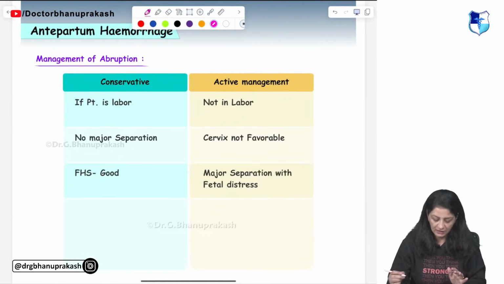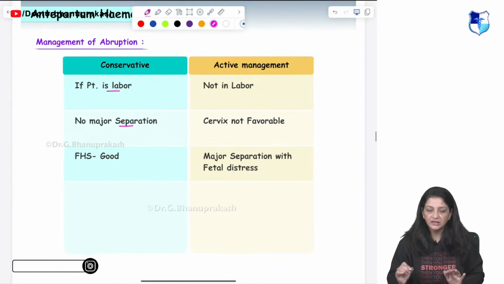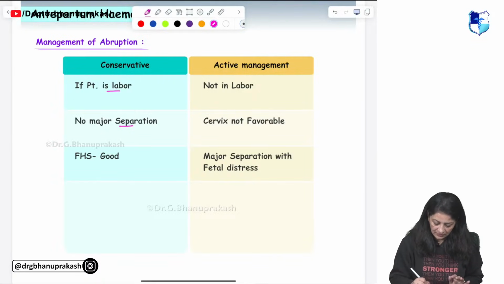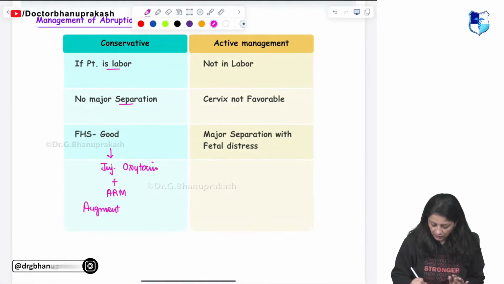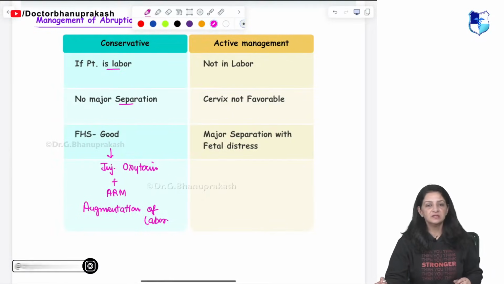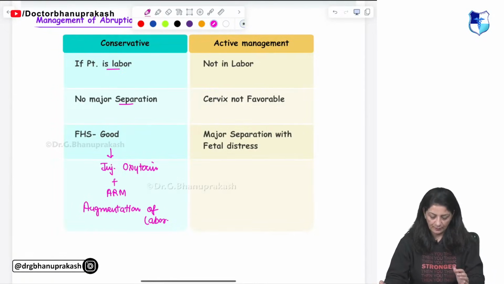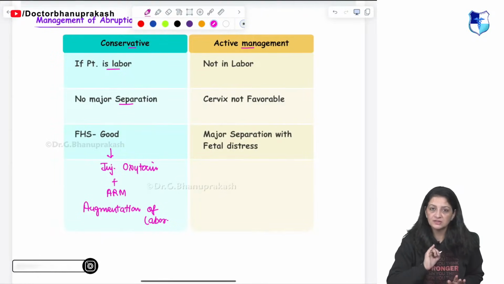Now, management of abruption. If the patient is in labor, there is no major separation, fetal heart sounds are good, then we just give injection oxytocin, then artificial rupture of membrane, augmentation of labor. Augmentation means just accelerating the uterine contractions because the patient is in labor. So this was the conservative management.